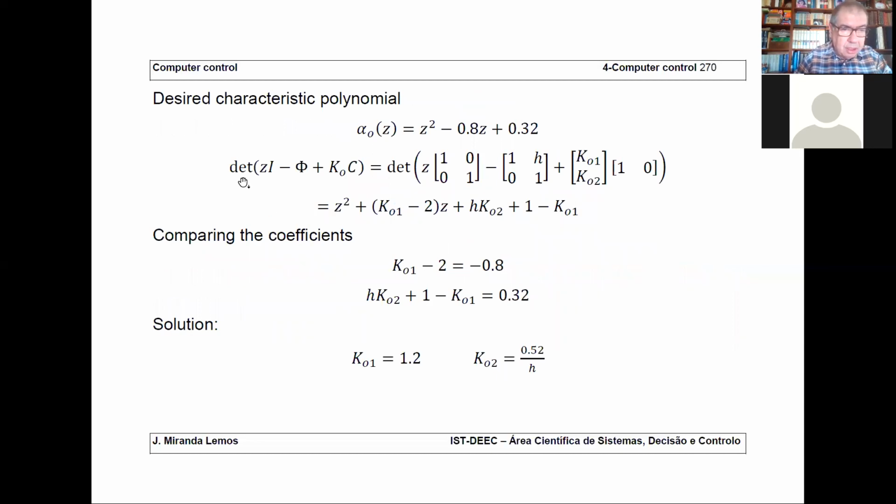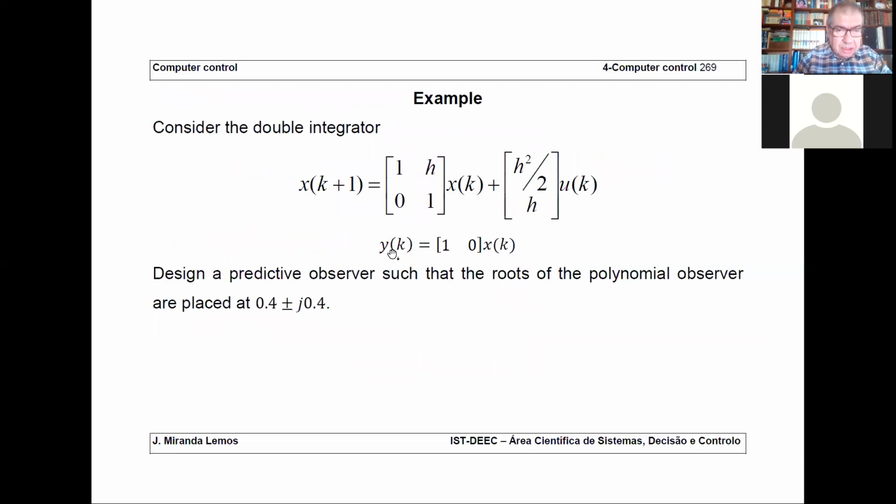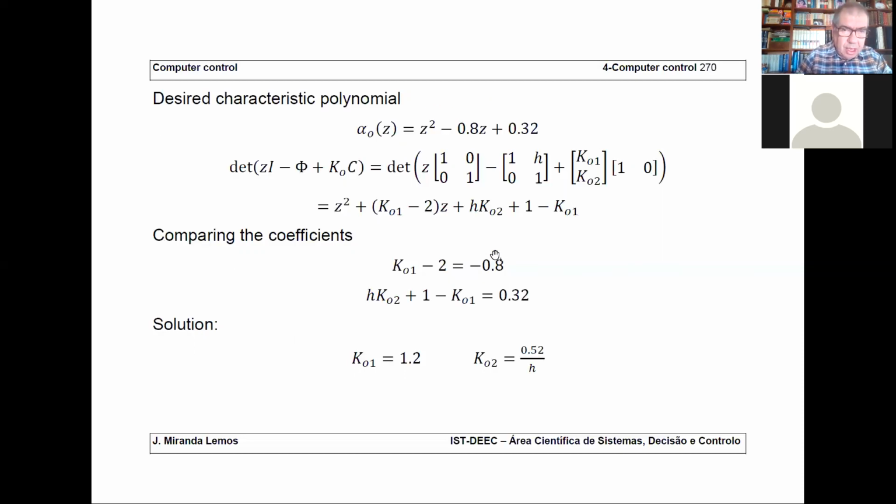Now, I also built this characteristic polynomial of the matrix phi minus k0 C. Okay? So I have here Z times the identity minus phi plus vector k0 and C, which is 1, 0. Remember that C was given. So I'm observing the first component of X. Now, if I do all these computations, which takes 1 or 2 lines of computations, then I end up with this characteristic polynomial. So this is the characteristic polynomial of the error dynamics.